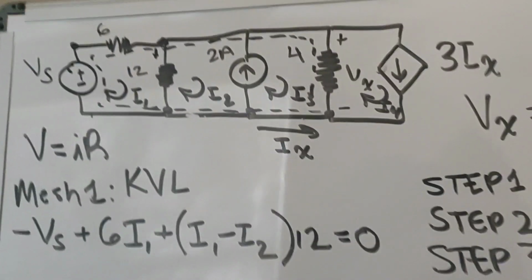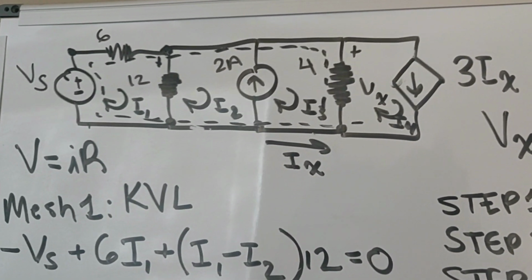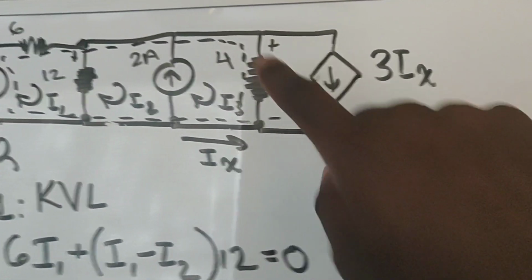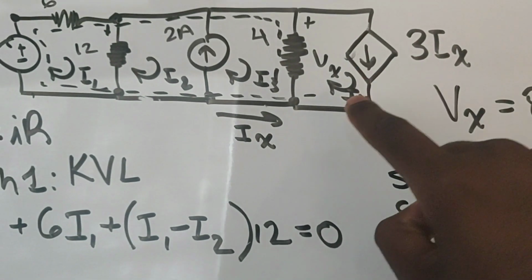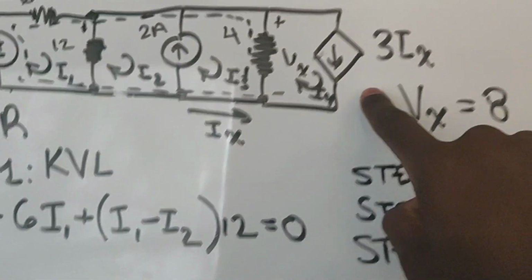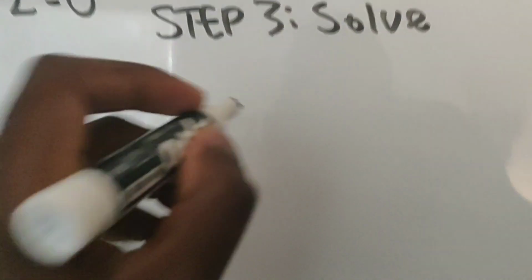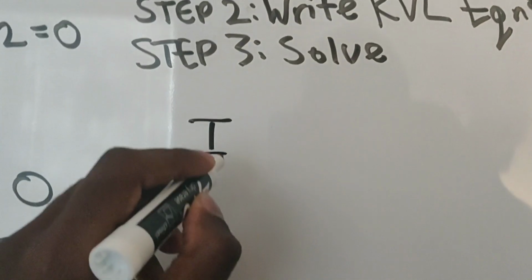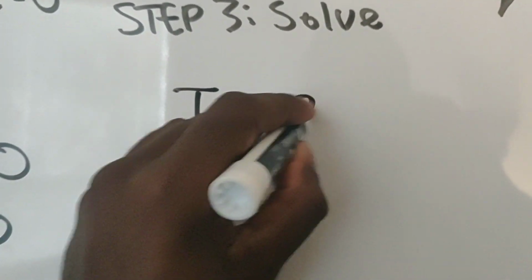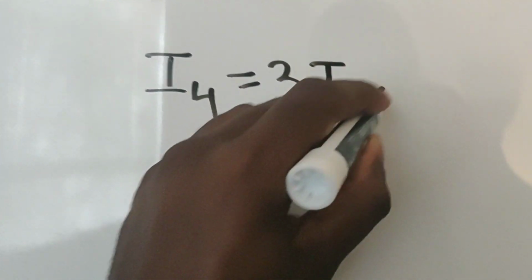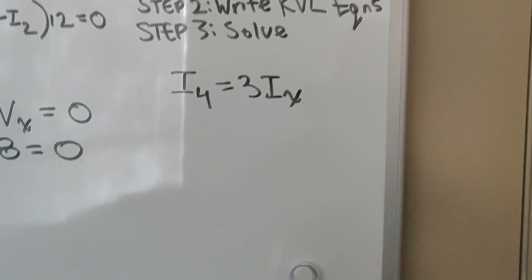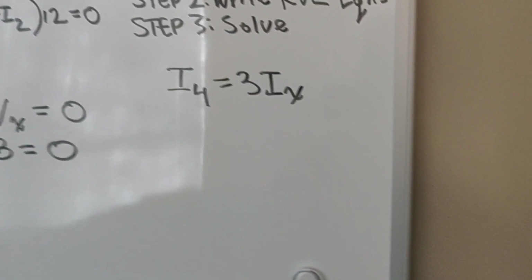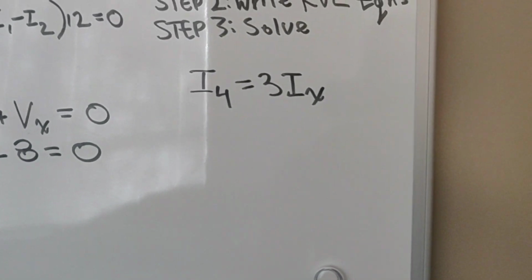So what we can observe from this circuit here is that I4 is this mesh right here. It's the current going through this branch right here. And what's the current going through this branch? Well, it's 3Ix. So we can go ahead and write that down right here. I4 is equal to 3Ix. Sweet. And like my last video, we already solved for what Ix is.